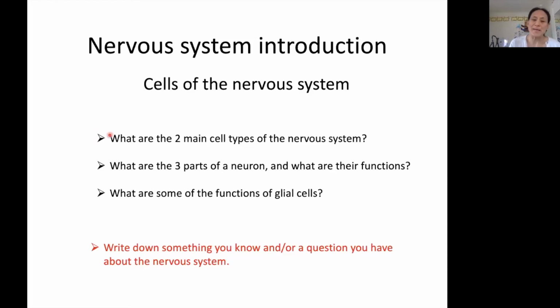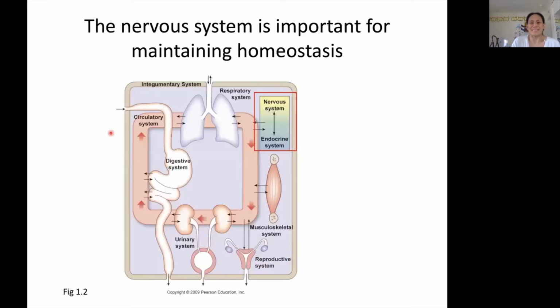First, what are the two main cell types of the nervous system? Second, what are the three parts of a neuron and what are their functions? And third, what are some of the functions of glial cells? So already, these two questions here kind of answer the first question, but we'll do it formally anyway.